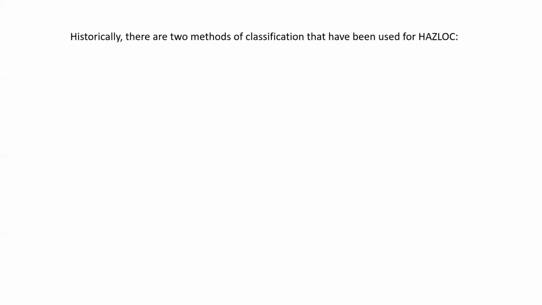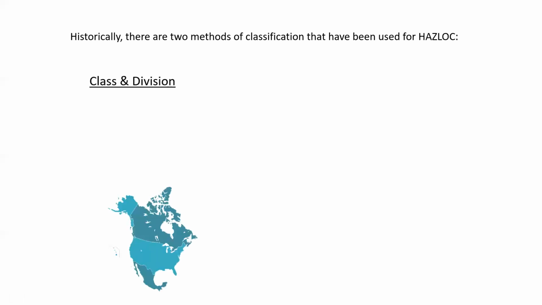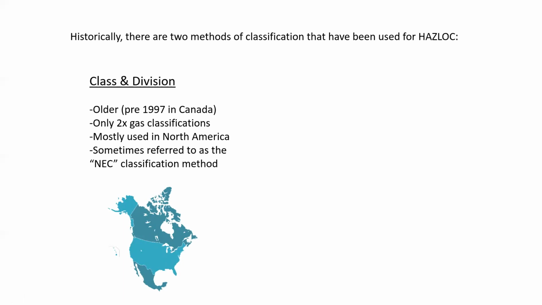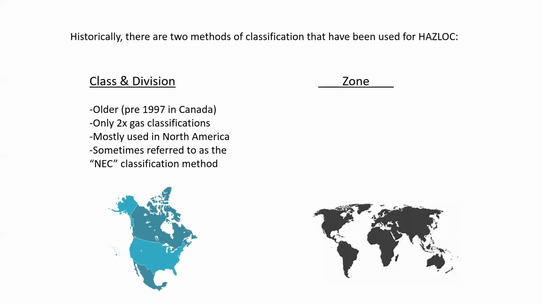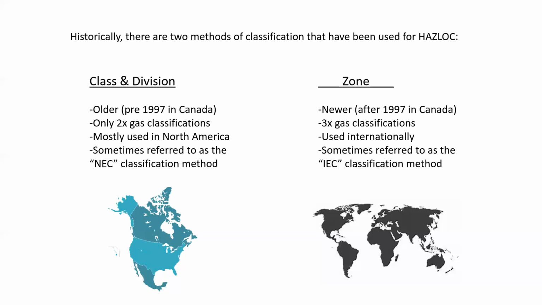Historically, there have been two methods of classification that have been used for HazLoc. The class and division system is the earlier, more primitive system. It's older, it was used pre-1997 in Canada, and only had two separate gas classifications. It was mostly used in North America and sometimes referred to as the NEC classification method. On the other side, we have the zone classification method. It's newer, it was adopted by Canada after 1997, and it has three gas classifications. It's used internationally and sometimes referred to as the IEC classification method.